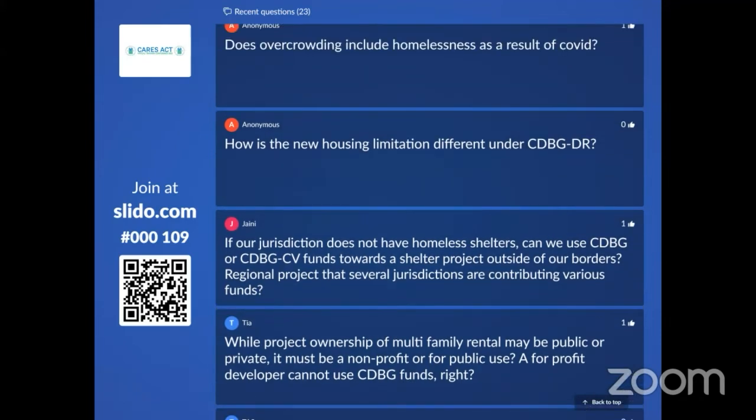CDBG, okay. Homelessness as a result of COVID. I would need more information on that particular instance to address it. But generally overcrowding means that there are so many people in the house that it's almost impossible to social distance to avoid COVID.